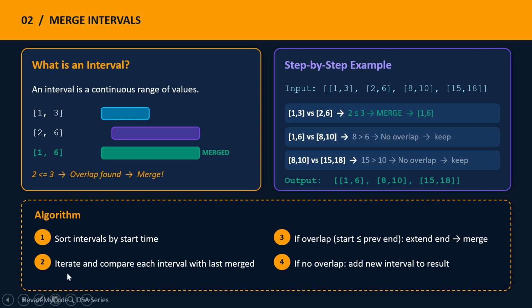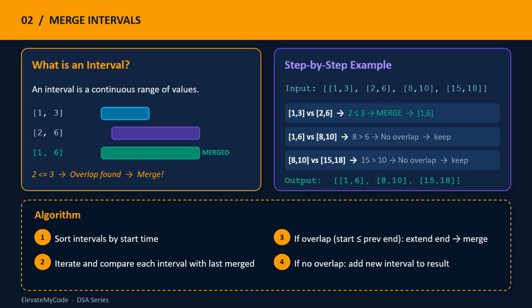First, we have to sort the intervals, then we have to iterate and compare each interval with the last merged one, and if they overlap, then we have to merge it, right? Through this, compare start with the previous end. So previous end and current start, that we have to check. If it is less than or equal, then we have to extend it and merge it. If no overlap, add the new interval to the result.